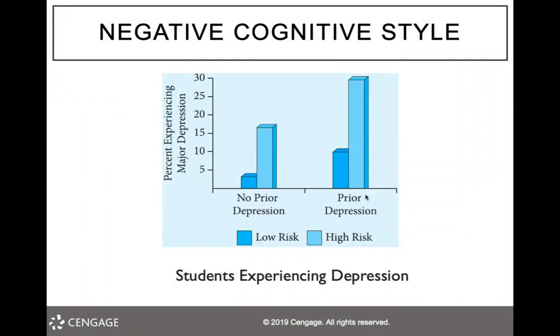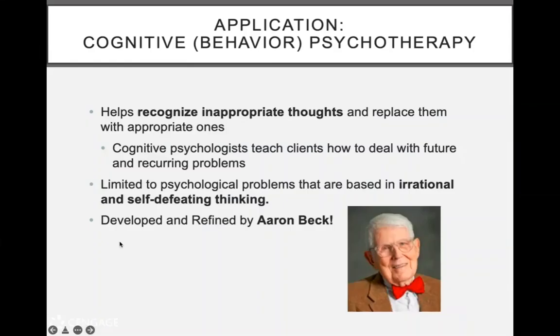So they did another study in which the dark bar shows low risk and the light bar shows high risk, for no prior depression and prior depression. And you're looking at the person experiencing major depression, okay? It shows that people who already had a depression, which means they already have this negative cognitive style, are more likely to experience major depression than people who did not have prior depression. Because having prior depression is evidencing the presence of this style of thinking, which is negative cognitive style.